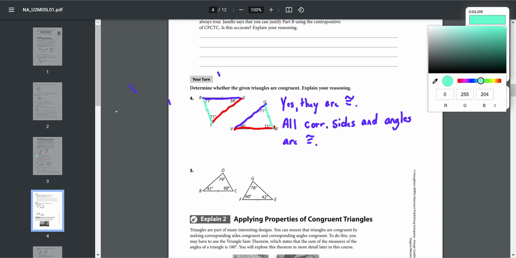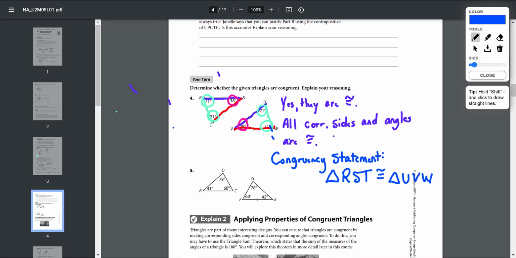Both of these triangles have two 71-degree angles that are congruent to one another. And then both of these triangles have a 38-degree angle. So all corresponding sides and all corresponding angles are congruent. The last thing we're going to write, which will be talked about more in the next section, is the congruency statement. We've shown that these two triangles are congruent, so I'm going to say triangle RST is congruent to triangle UVW.